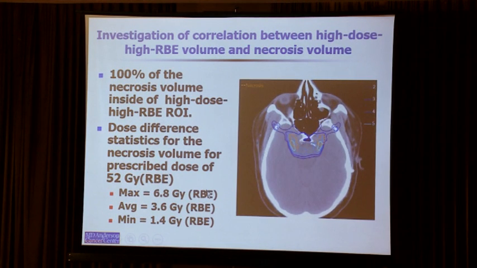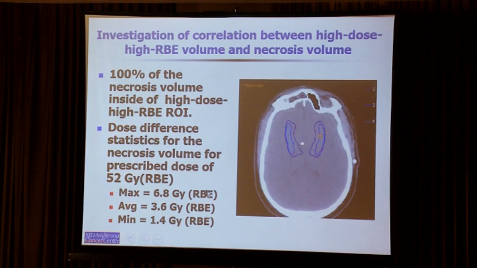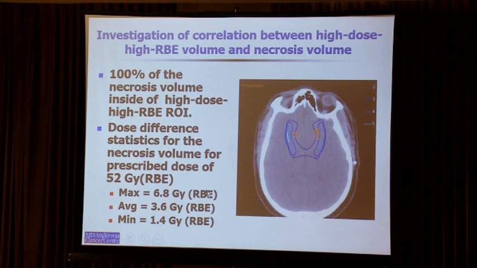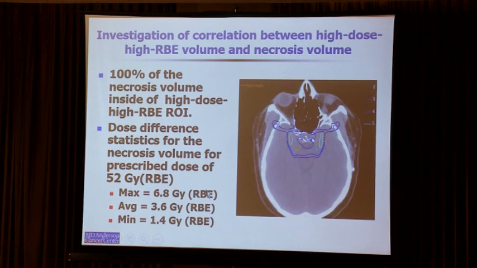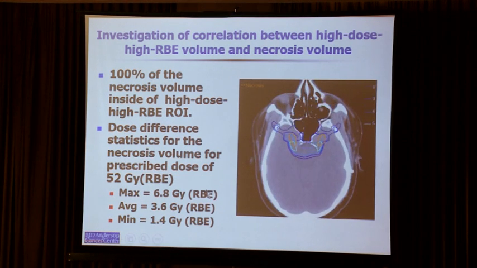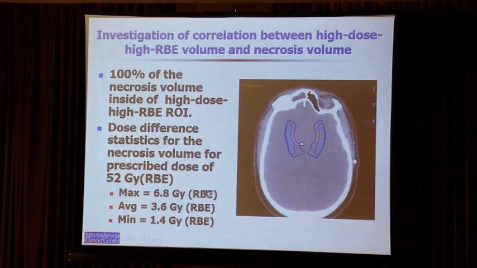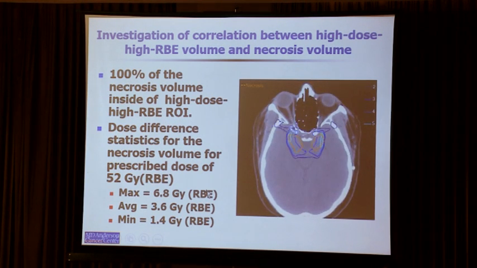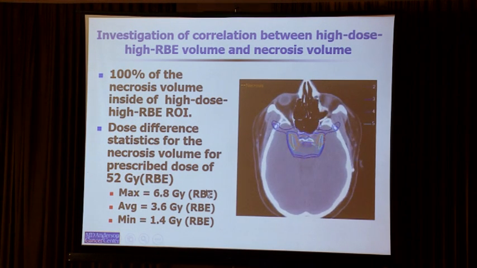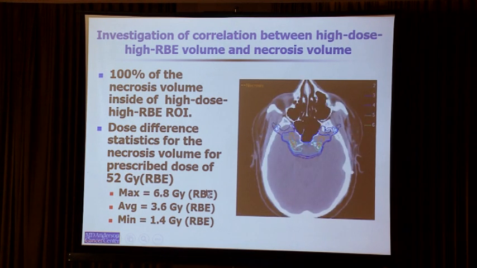And if you look at what this is showing, the orange outlines are where the necrosis is outlined by the physician. That is all confined within the high dose and high RBE volume. So this is an indicator that this could possibly be a reason. So higher RBE could be a factor in causing this necrosis. Again, as I mentioned, we cannot be 100% sure that RBE is the only factor, but this is pointing in that direction.